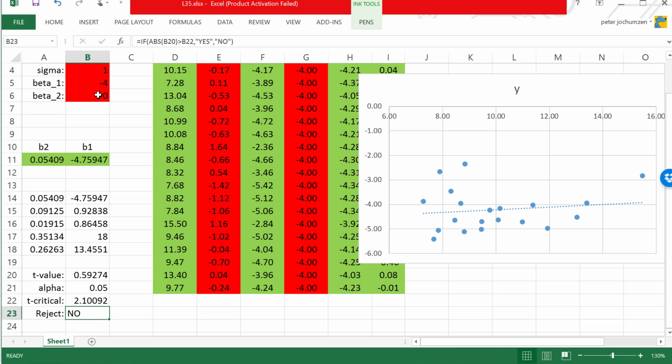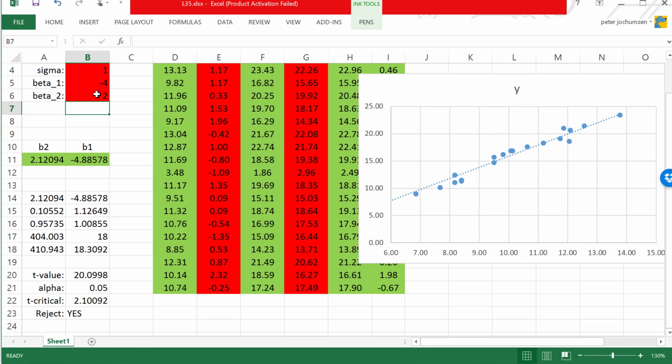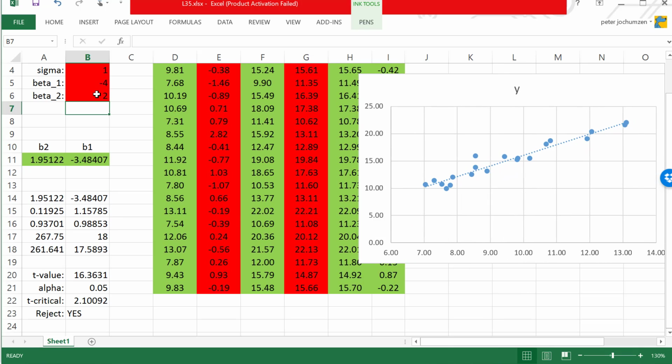However, if I change this beta 2 to 2, now the null hypothesis will no longer be true and we want the reject to say yes. And if you look at it, it's actually going to say yes pretty much every time. And the reason is, of course, that our B2, which will have an expected value of 2, will be far from 0. The t-value will be far from 0. And it will, in almost all cases, be greater than the critical value, 2.1.